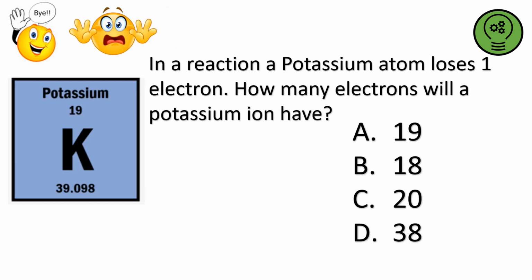Okay, what about this question? In a reaction, a potassium atom loses 1 electron. How many electrons will a potassium ion have? Well, you can see here that it tells you it's got 19 protons, so it should have 19 electrons. That's the normal atom. So it should have 19, but it loses 1, and so the answer would be 18 electrons in the potassium ion.